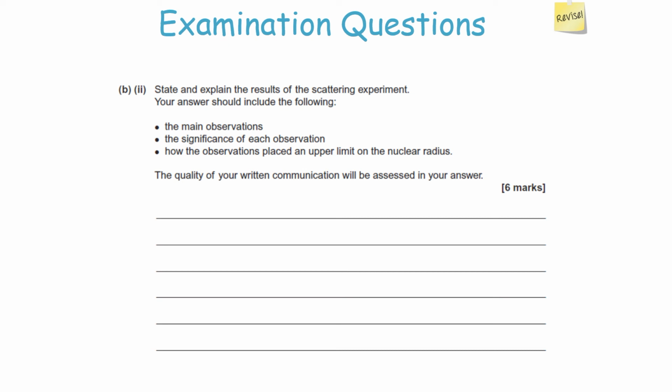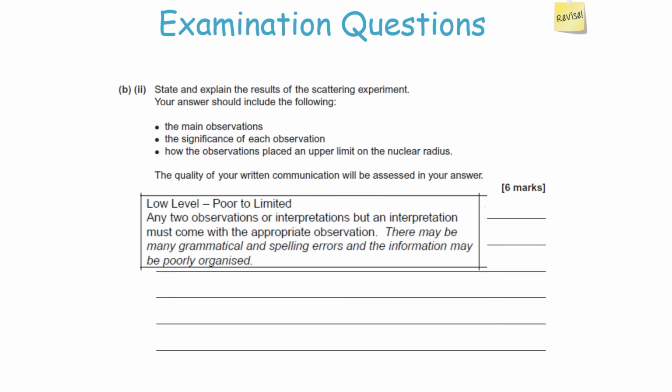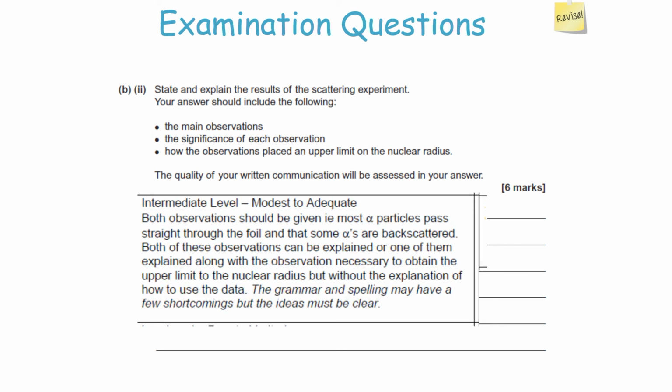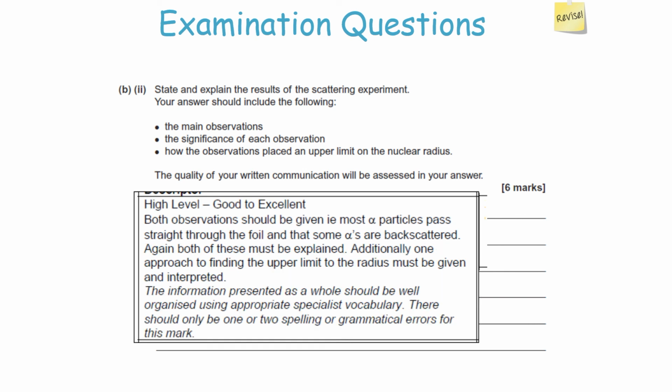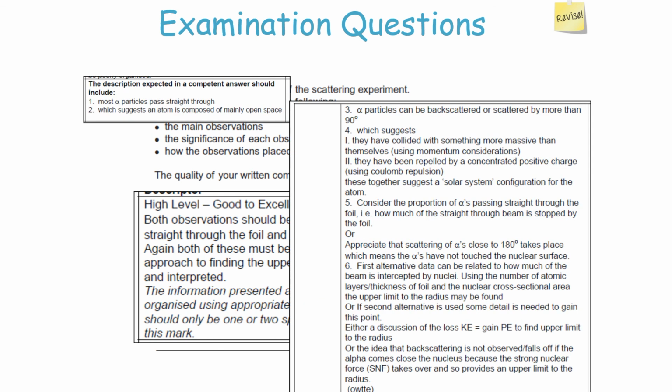Well, again, for this one, it's important that you discuss each bullet point separately. So what I would do if this was me answering the question is I would answer the main observations in one paragraph, the significance of each observation in one paragraph, and how the observations place an upper limit on the nuclear radius in one paragraph. So we don't want to be working at a low level or an intermediate level, we want to be working at a higher level. So you need to talk about all the observations, the significance of each one, and then interpret how they link into the upper limit on the nuclear radius. So let's take each one at a time.